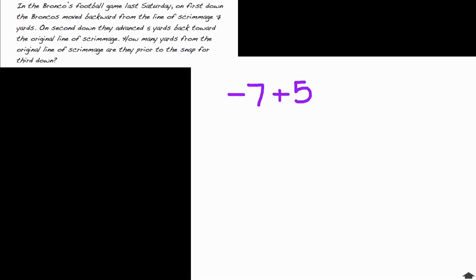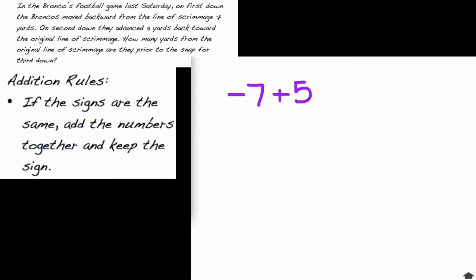Now we're ready to use the standard algorithm to solve our problem. Once again, we have -7 for the 7 yards the Broncos moved backwards, and then +5 for the 5 yards that they then move forward. When we are using the standard algorithm to add integers, there are a couple of rules for addition that we can follow. The first rule is if the signs are the same, so either both signs are negative or both signs are positive, add the numbers together and keep the sign.